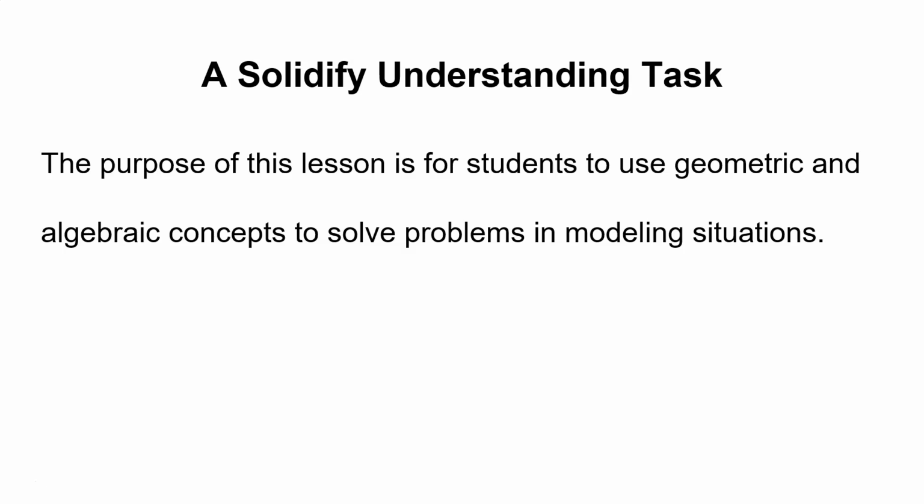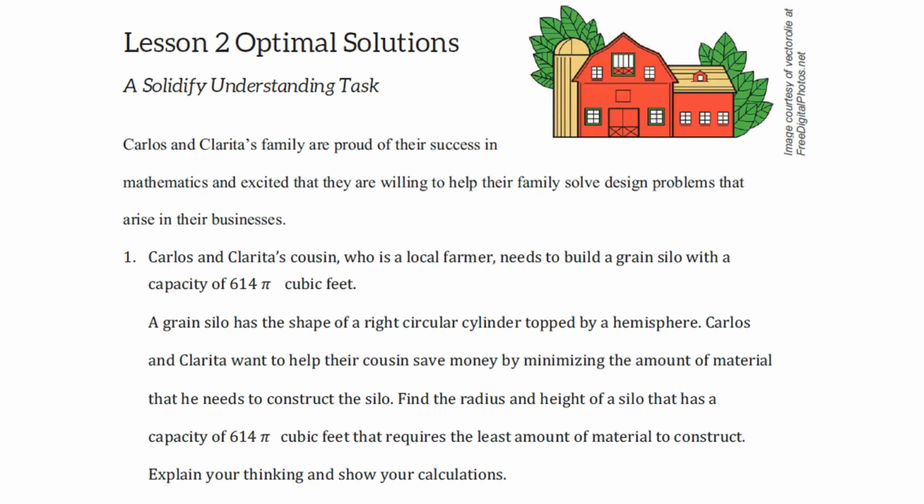In the first problem, students are given the volume of a composite shape, a cylinder and a hemisphere, and they're asked to minimize the surface area. In the second problem, students are given the dimensions of a composite figure, a cylinder and a sphere, and they are asked to find the radius that will double the volume if the height of the cylinder is kept constant. In this video, we're going to go over the first of the two problems.